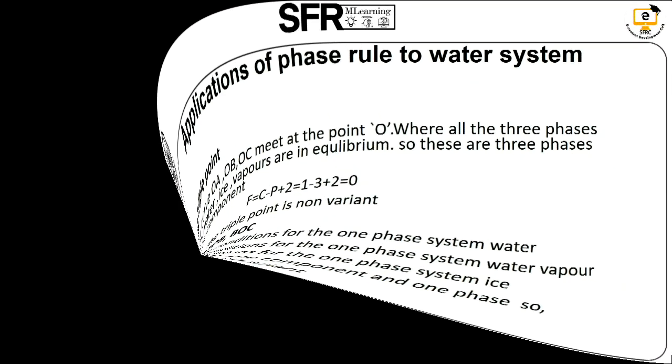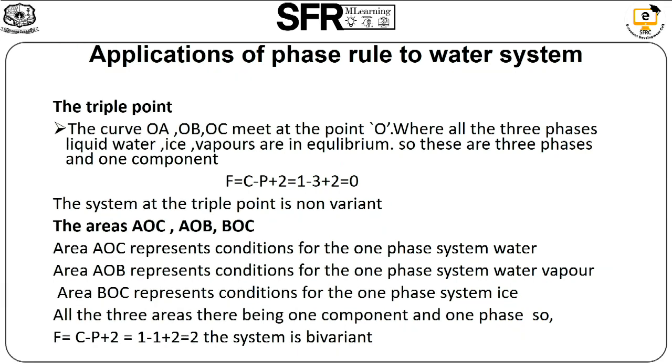The triple point. The curves OA, OB, OC meet at the point O, where all three phases, liquid water, ice and vapor, are in equilibrium. So there are three phases and one component. So F = C - P + 2 = 1 - 3 + 2 = 0. So the system at the triple point is non-variant.